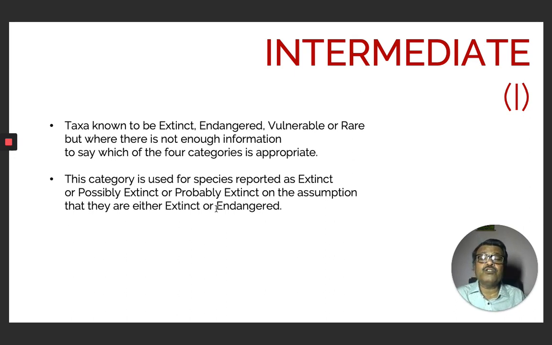This category is used for species recorded as extinct, or possibly extinct, or probably extinct. Here you can see that the individuals have been reported, and either we should place them in the extinct category, or they may be possibly extinct, close to extinct, or probably extinct, they may become extinct. So assumptions are associated with them. So we are not able to categorize them in the extinct category or endangered category. They are known as the indeterminate or intermediate category.